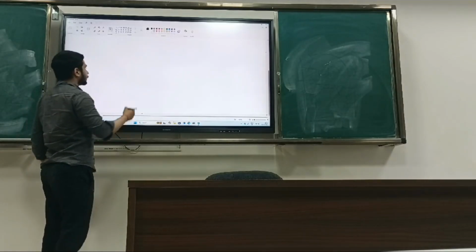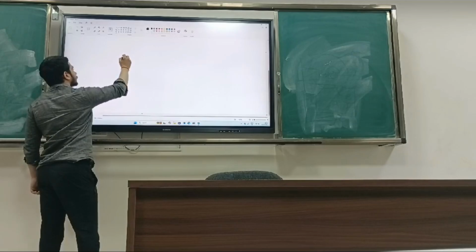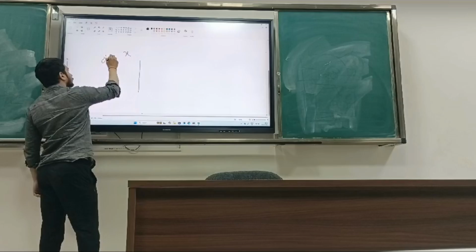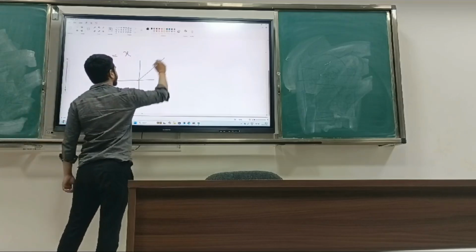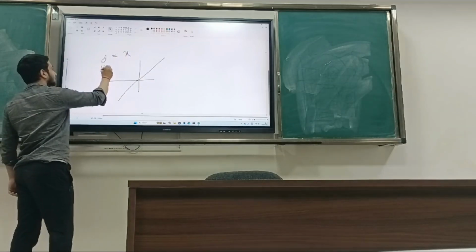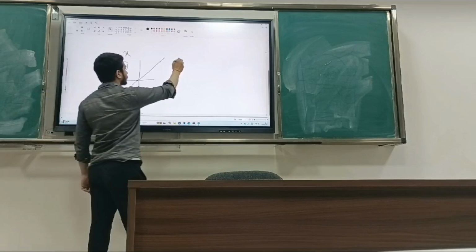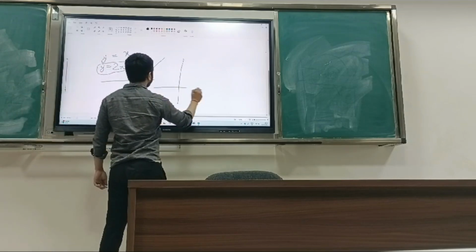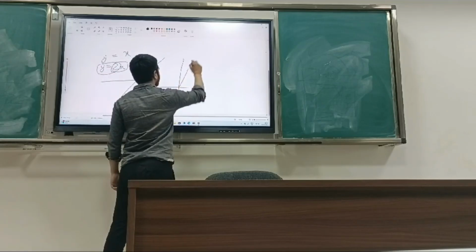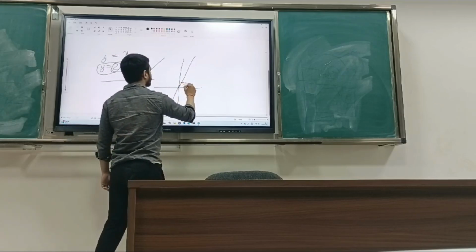Suppose that a number is multiplied with the graph. Suppose that there is a graph of y equals x. The graph is like this, a straight line. Suppose that a number is multiplied with this, so suppose that y equals 2x. Now what will be the function? The slope is increased by a factor of 2, so it will be like this. The slope will be increased, so this theta will increase. It is very simple.